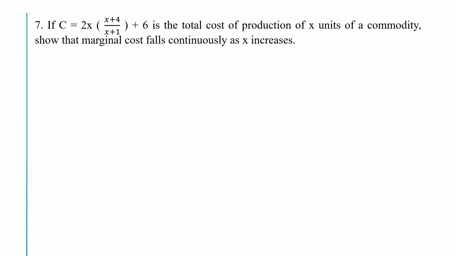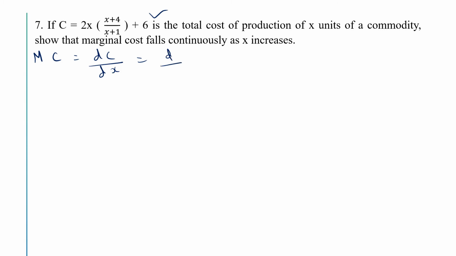The next question, if c is equal to 2x into (x plus 4) by (x plus 1) plus 6 is the total cost of production of x units of a commodity, show that the marginal cost falls continuously as x increases. So we are given the total cost function. We have to show that the marginal cost is a decreasing function. It falls continuously as x increases. So first let us find marginal cost. Marginal cost is the derivative of total cost. So here we have to find the derivative of this function.